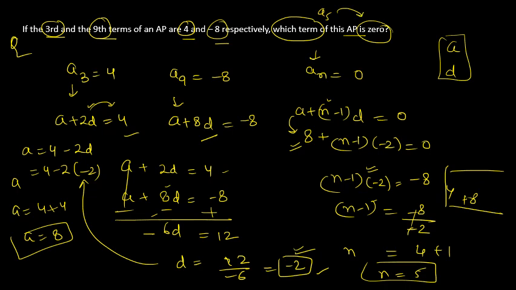So this is how you can convert a particular statement into different equations, and then you can find out the values of A and D, and just apply that general term formula. You will be able to find out the number of terms, right? Next, let's take another example.